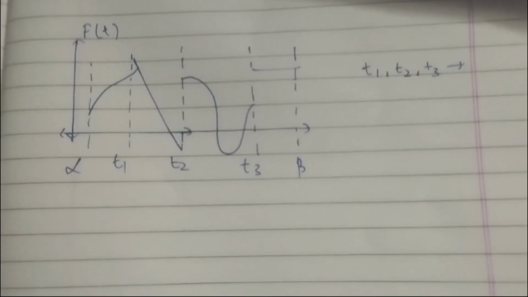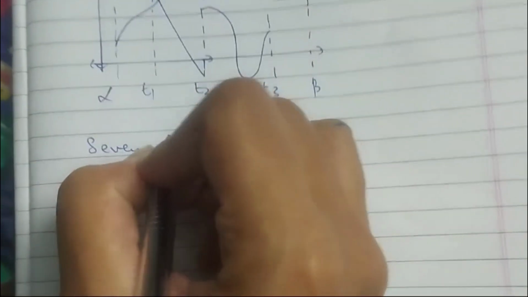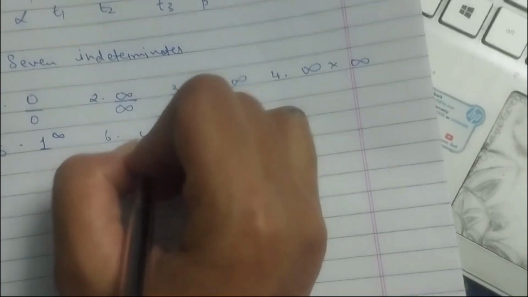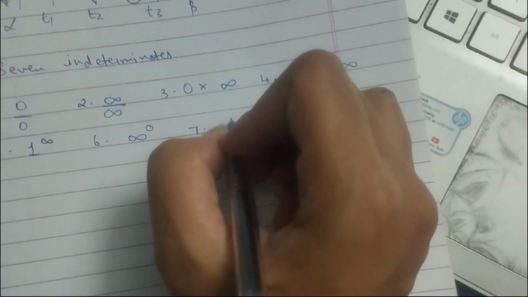Now there are certain situations in which we can't determine the limit directly. These situations are called indeterminates. So we have 7 indeterminates. Number 1, 0 by 0. Number 2, infinity by infinity. 0 into infinity. Infinity minus infinity. 1 to the power infinity. Infinity to the power 0. And 0 to the power 0.